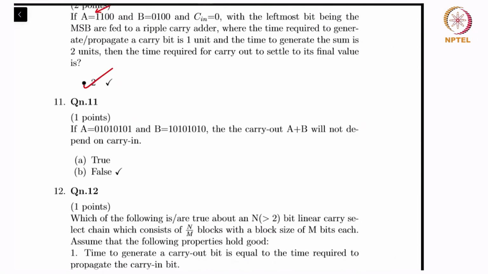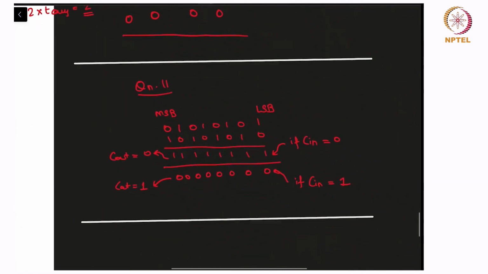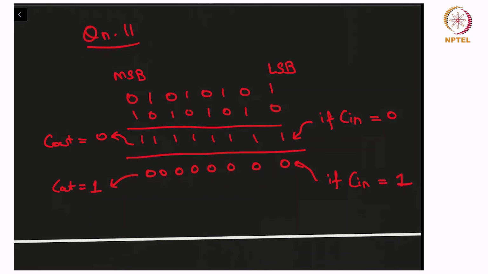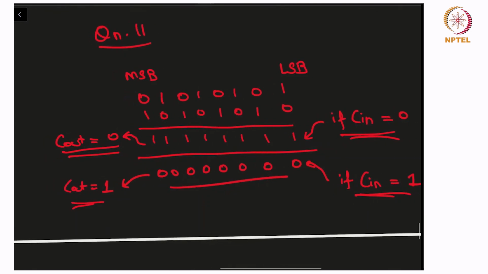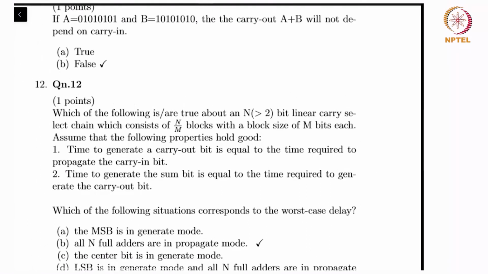In question number 11, we are given 2 numbers and asked to find out whether the carry out of A plus B will depend on carry in or not. So these are the 2 numbers and this is their sum. So if Cn equal to 0, then of course you will not get any C out, but if Cn equal to 1, then you will get this as the sum, and there will be a final carry out of 1. So therefore carry out does depend on carry in. So this is false.